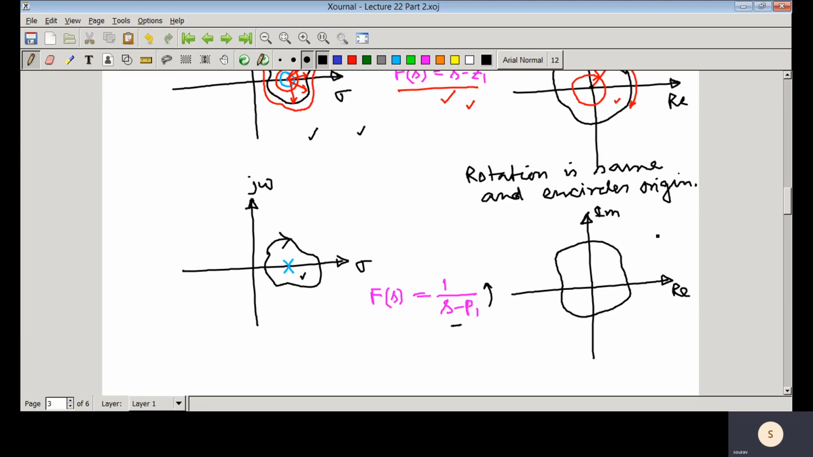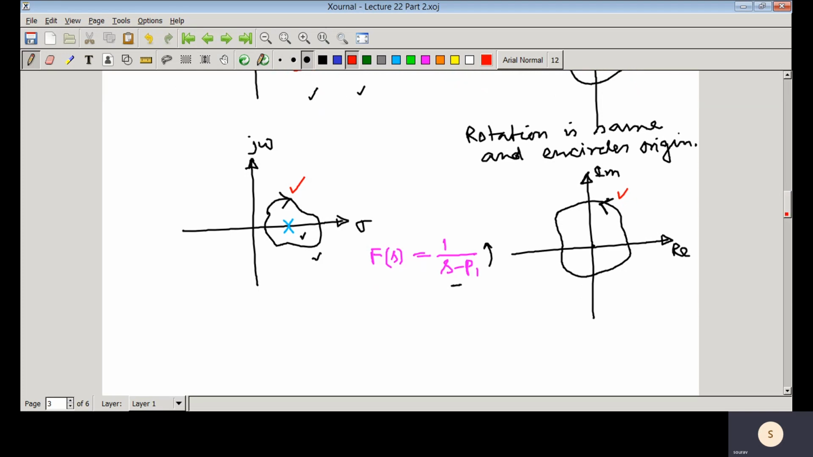So how will that plus 360 degrees be matched? Plus 360 means the direction should be counterclockwise. That means we take that convention and it should encircle that origin. So what we have seen, an interesting point, is that whenever a contour encircles a pole, in the F(s) plane it actually encircles the origin, but the direction is reversed. You can see the direction is clockwise here, but here the direction is counterclockwise.